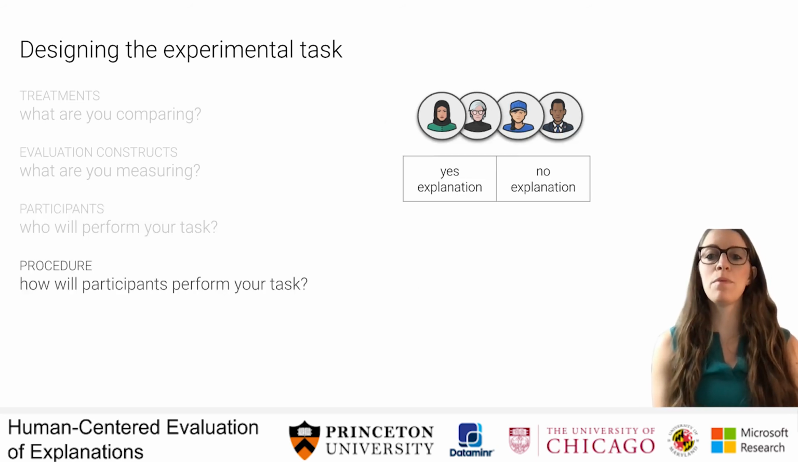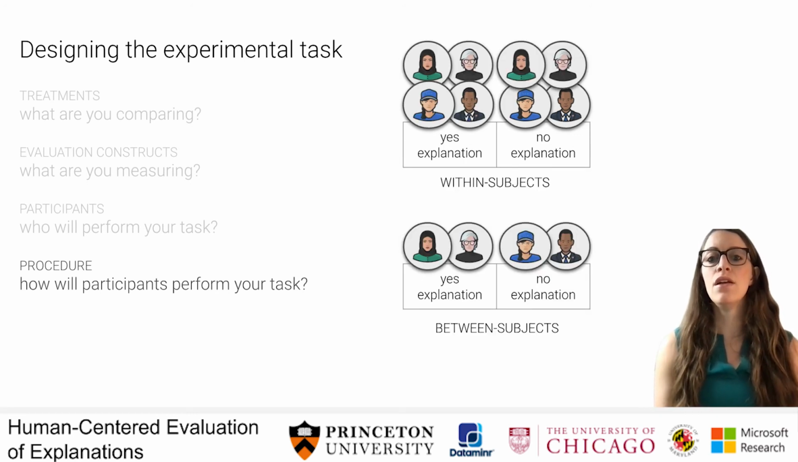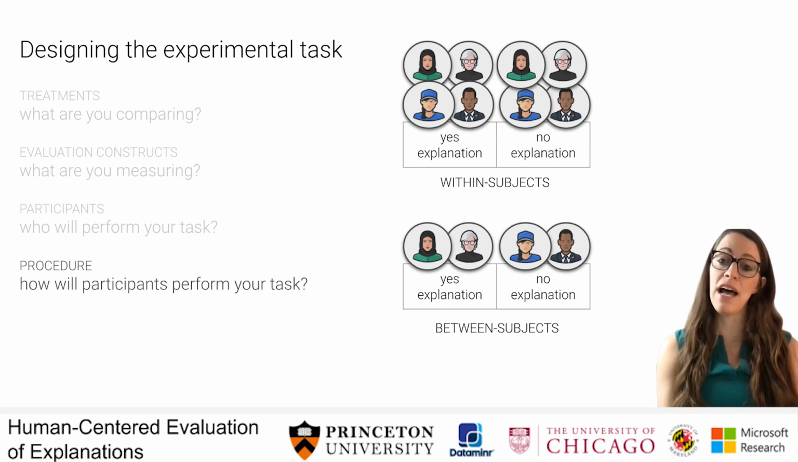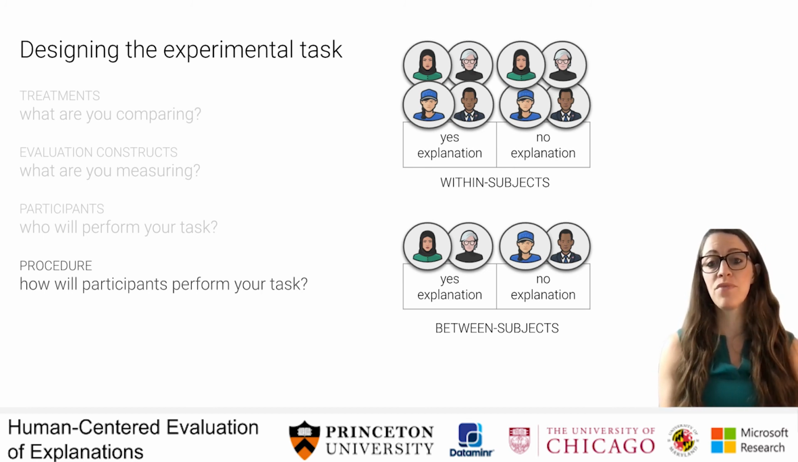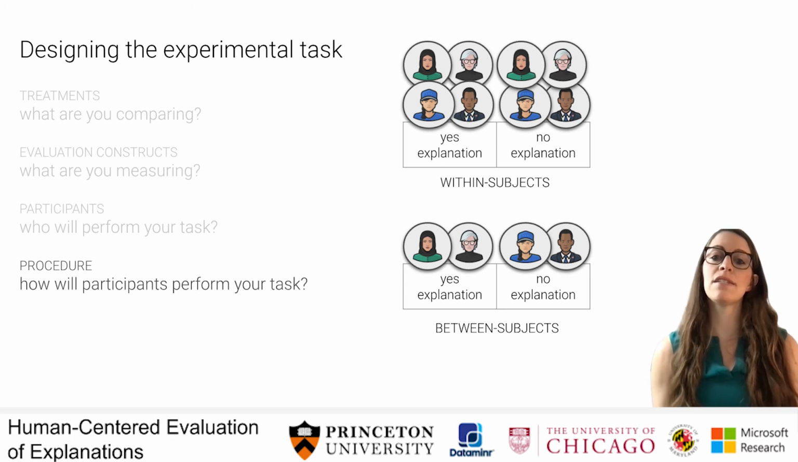Finally, you can develop your procedure, or how participants will perform the task. First, determine whether your experiment will be designed as within subjects or between subjects, meaning, will participants see only one treatment or multiple? Within subjects is useful for asking about users' preferences, such as whether they preferred having or not having an explanation. However, between subjects is better for overcoming ordering or training effects.